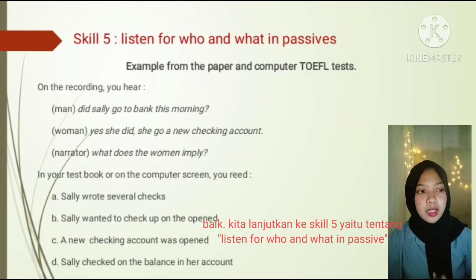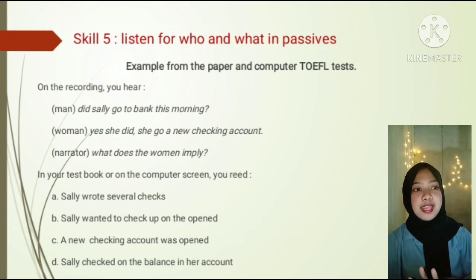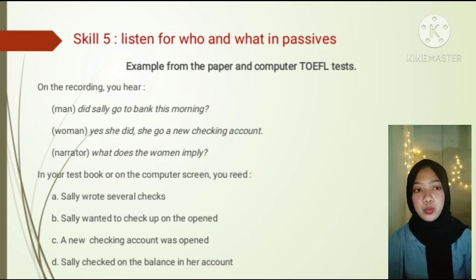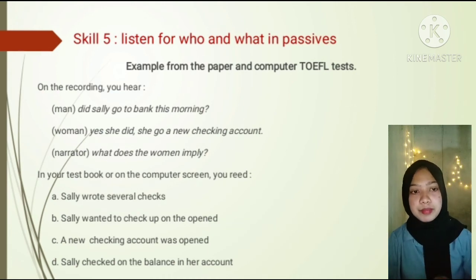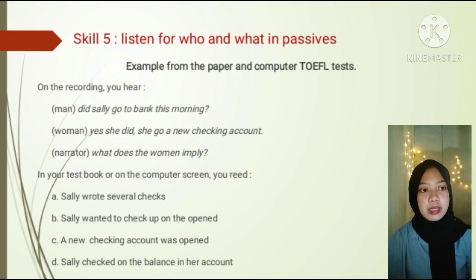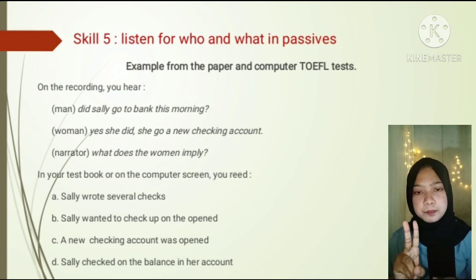Alright, let me move on to Skill 5: listen for who and what in passive. For example, from the paper and computer TOEFL test, on the recording you will hear a conversation that consists of two people, a man and a woman.